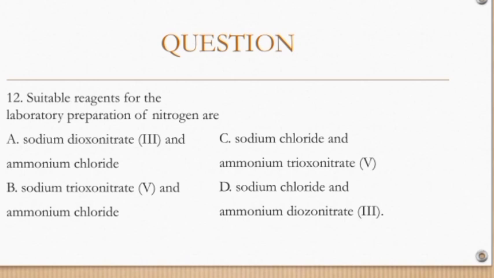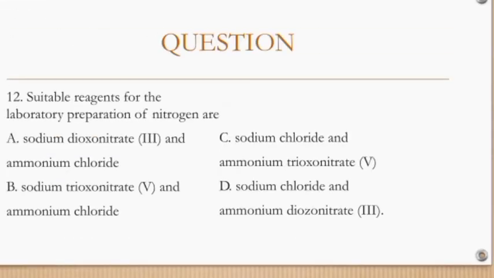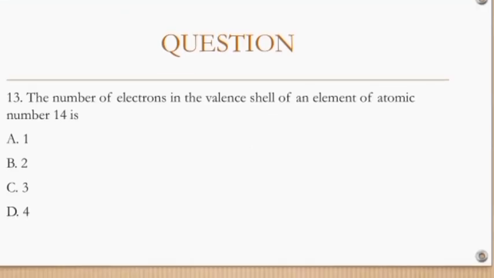So let's see. This is just a straightforward question. The suitable reagent for the laboratory preparation of nitrogen is A, which is sodium nitrite and ammonium chloride. So you can take note. The suitable reagents for the laboratory preparation of nitrogen are sodium nitrite and ammonium chloride. So A is actually the correct answer. So this is the reaction. All right, moving on to the next question.